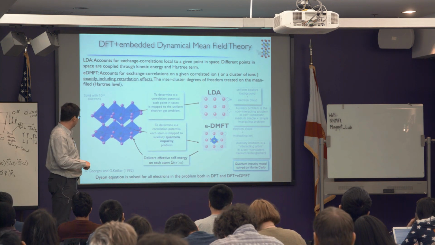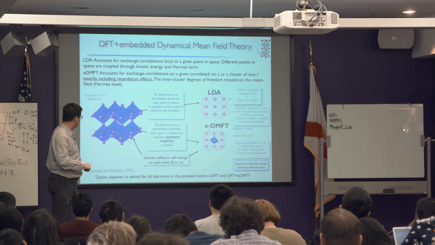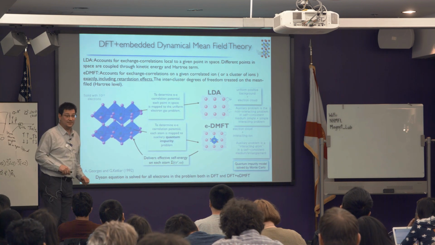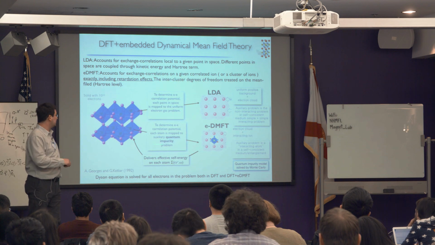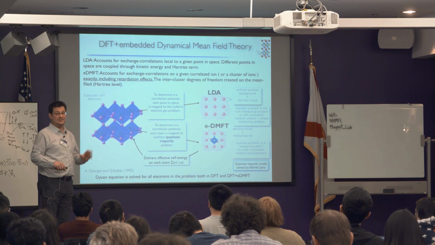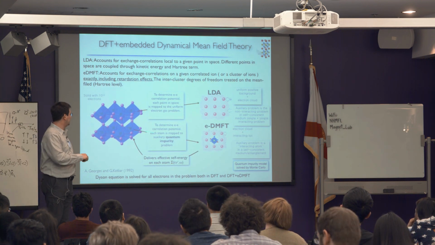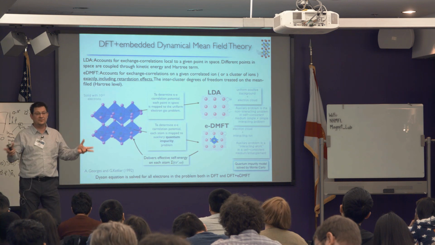Now, the important point here is we want to solve the Dyson equation for all electrons in the problem. So we don't want to construct a low energy model, at least initially, okay? We want to solve the Dyson equation for all electrons in the model, just like what we do in DFT.